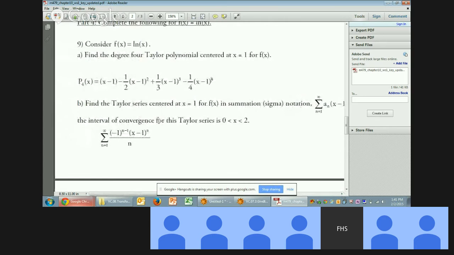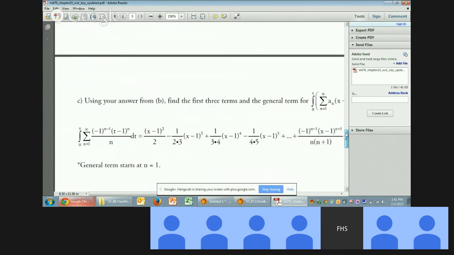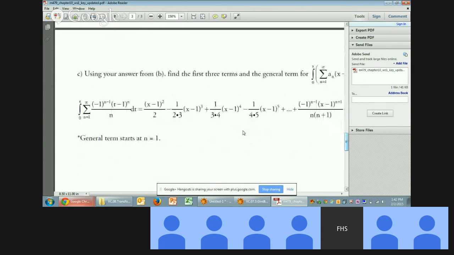So this is just rewriting the Taylor series with a sigma rather than just listing out all the terms. But you can see how it goes. The series alternates, and it starts positive. That's where the negative 1 to the n minus 1 came from. And then the over n, you can see these denominators, they're over 1, then over 2, then over 3, then over 4, and so on. And then these powers are also counting up. So that's where that sigma notation comes from. And then for part C, they're just asking you to integrate term by term.